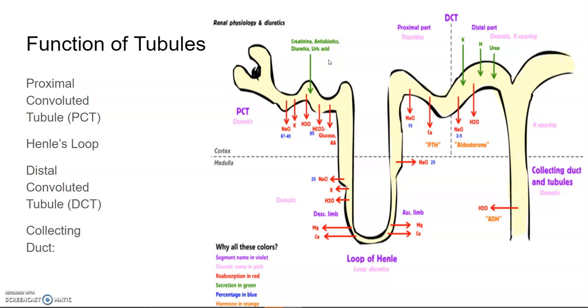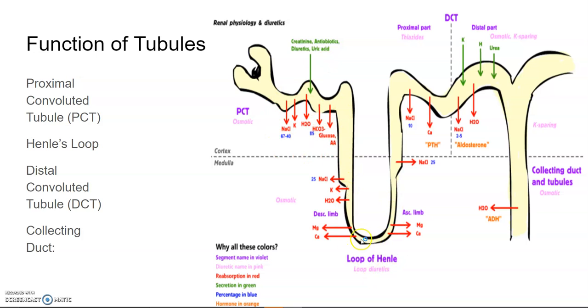PCT also helps to maintain the pH and ionic balance of the body fluids by selective secretion of hydrogen ions, ammonia, and potassium ions into the filtrate, and by absorption of bicarbonate ions from it.